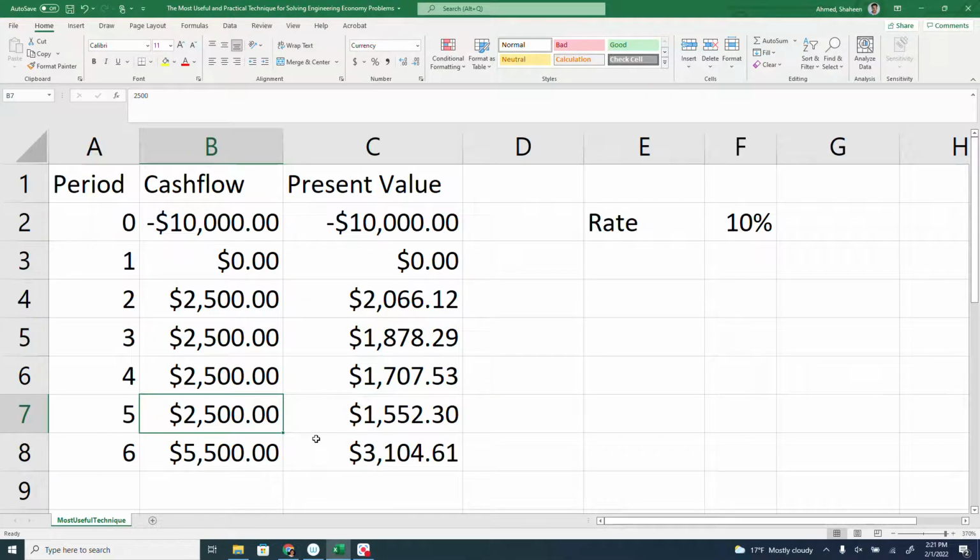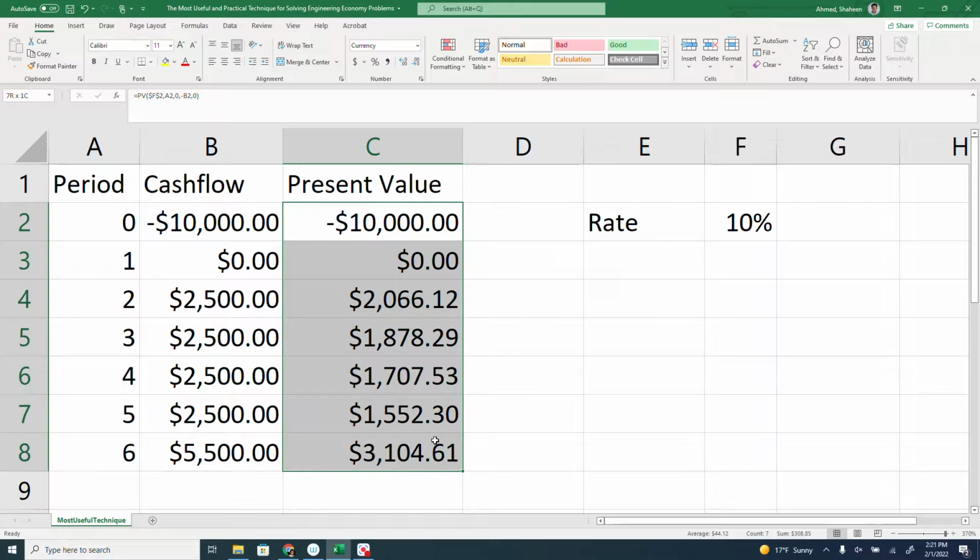Now, one of the things you have to be careful about. See, this $5,500 is the cash flow after 6 years. However, this 3,000 is the cash flow at year 0. 1,500 cash flow year 0, 1,700 cash flow year 0. All of this cash flow is at year 0. So you have to be careful on this piece.